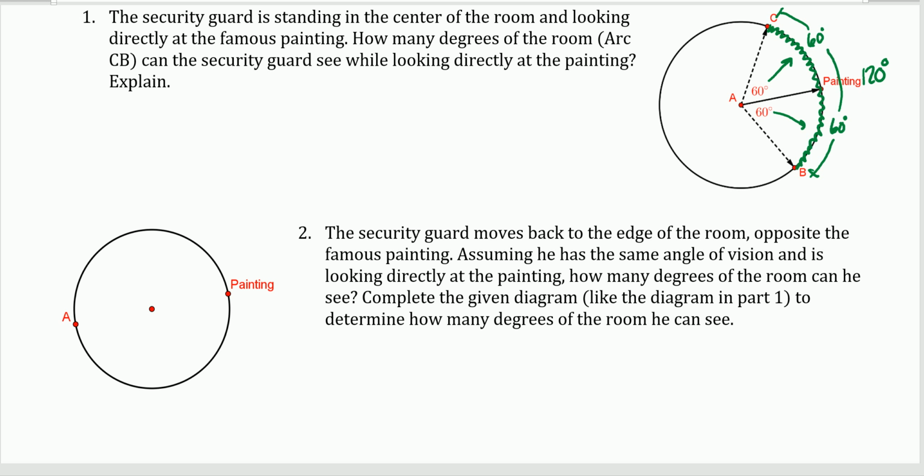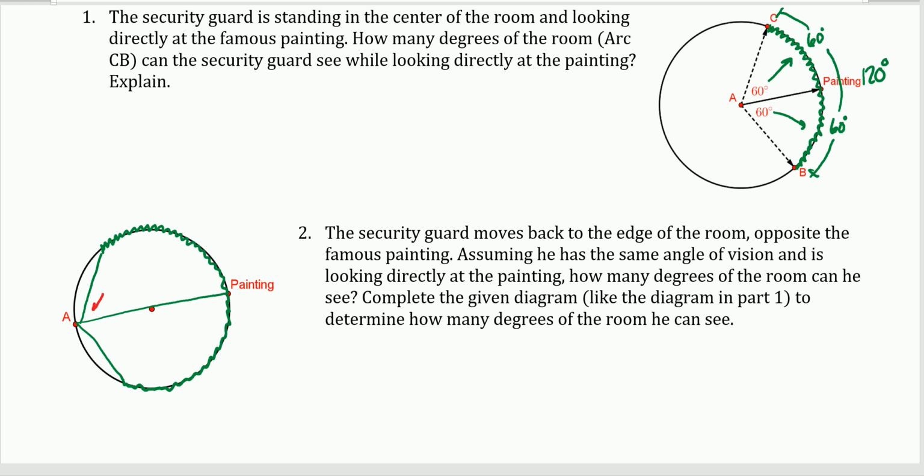Number 2 moves the security guard back to the edge of the room and asks how many degrees of the room he can see. He's still staring directly at the painting, but 60 degrees and 60 degrees to his left and right are his line of sight. So this security guard can see everything from here all the way around to here. So moving back to the edge of the room certainly gives the security guard a much larger view of the room. So how many degrees can he see?